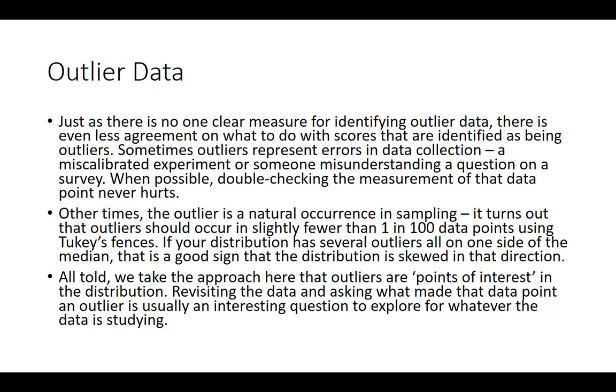All told, we take the approach here that outliers are points of interest in the distribution. Revisiting the data and asking what made that data point an outlier is usually an interesting question to explore for whatever the data is studying. That's section 4.2. Make sure you try the 4.2 homework before I see you again. Next time, we're going to go over the 4.1 and 4.2 homework.